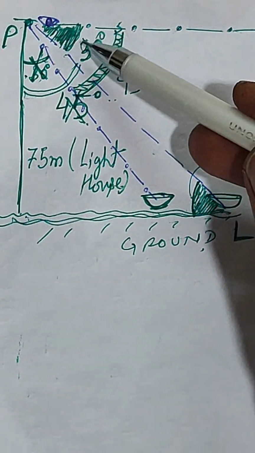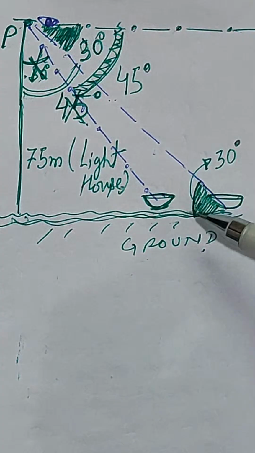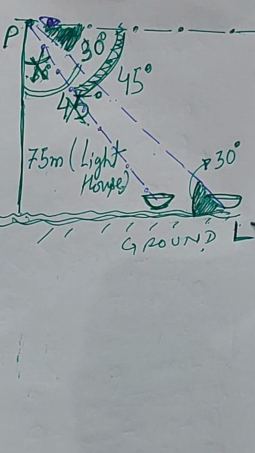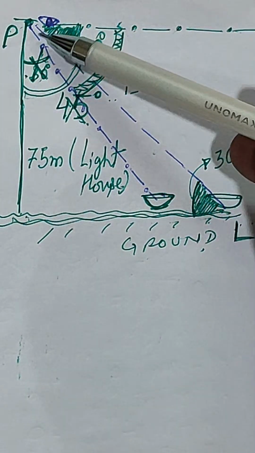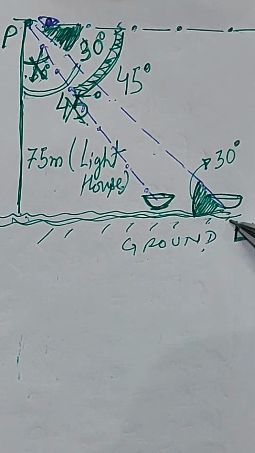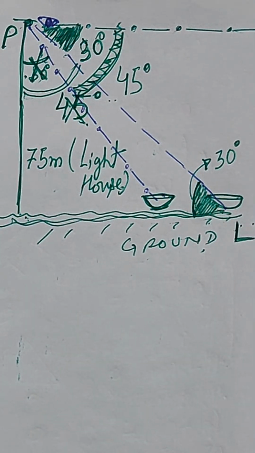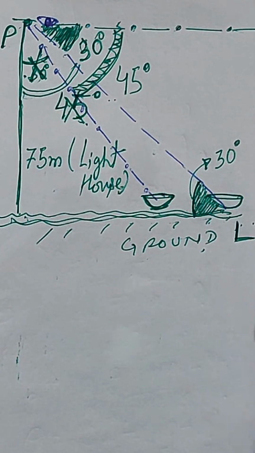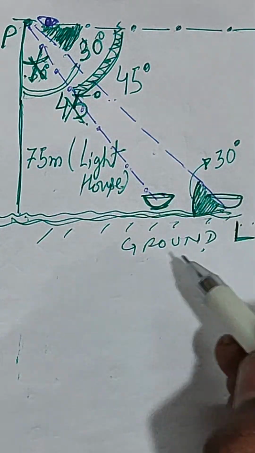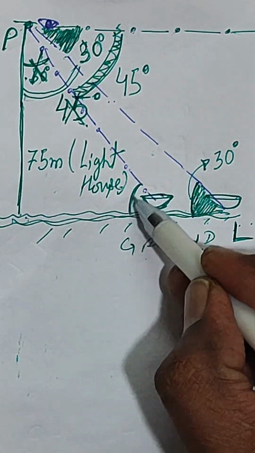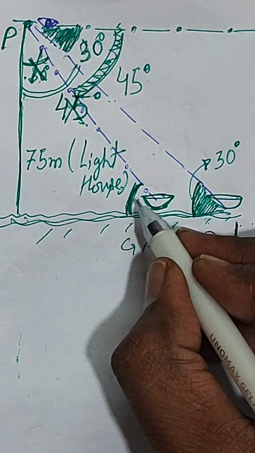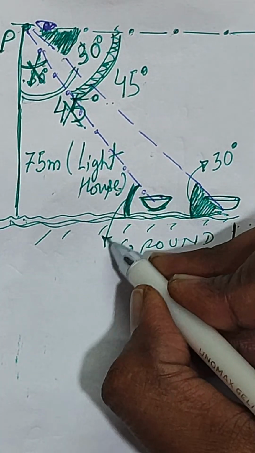So from here you can see the angle of depression which was given to you converted into angle of elevation from the second ship. But the point of observation is changed. The depression was from the top of the lighthouse and elevation is from the ship. Similarly, this depression of 45 degree is converted into angle of elevation of 45 degree over here.